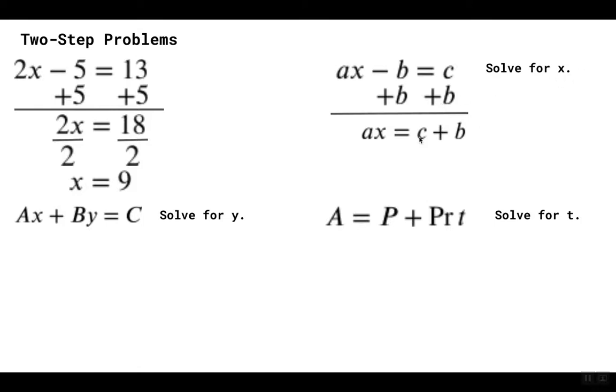I'm solving for x. This is a times x, so my inverse operation is division. I'm going to divide both sides by a, and I end up with, these a's cancel, x equals c plus b all over a. You good? All right, let's do a couple more that are these two-step type.